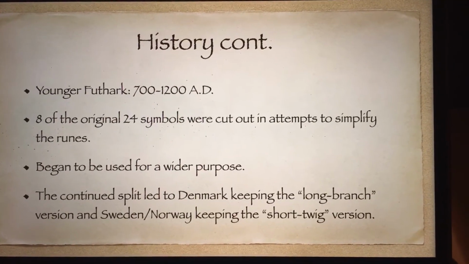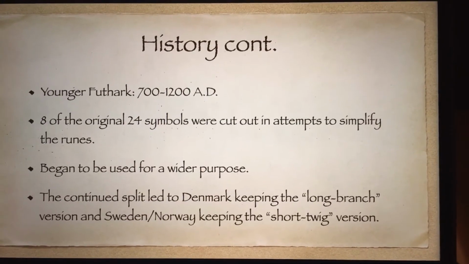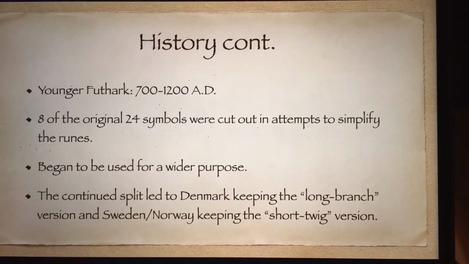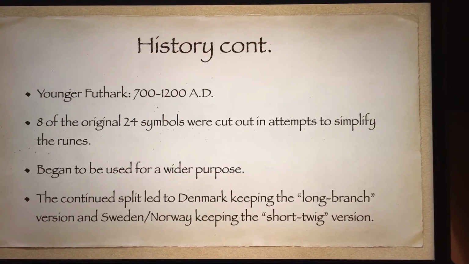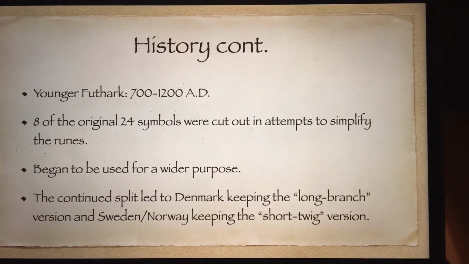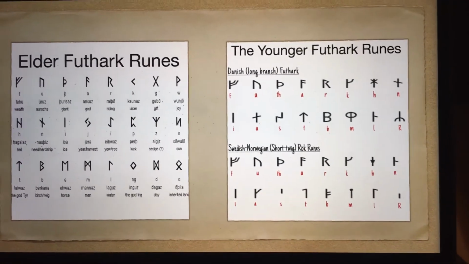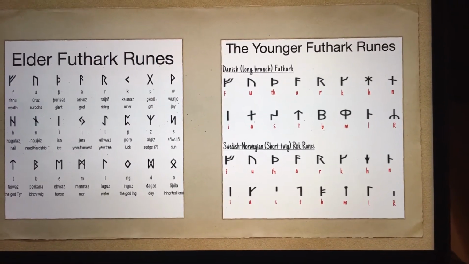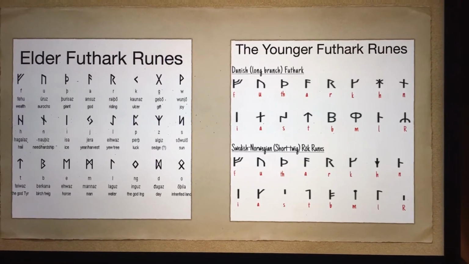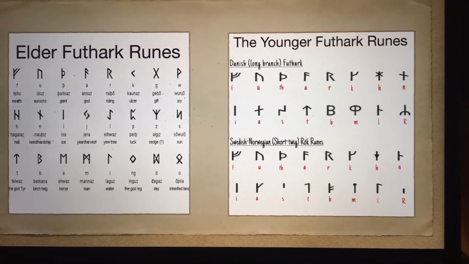Younger Futhark began to be used for a wider purpose, such as politics, religions, literature, and of course myths. The continued split led to Denmark keeping the long branch version and Sweden and Norway keeping the short twig version. Here we can see the split between the Danish long branch version and the Swedish Norwegian short twig version. And on the left we have the Elder Futhark runes.